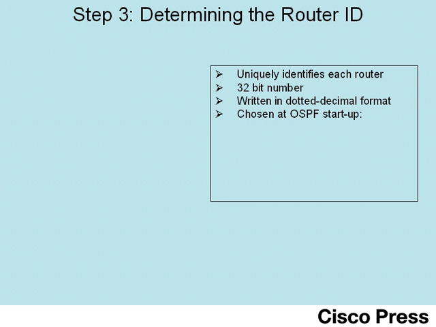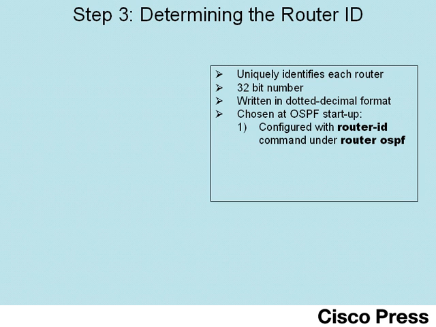Now there's a couple of ways it can choose its router ID. First of all, if the engineer has configured the OSPF router-id command as a subcommand underneath router ospf, then that router has an explicitly configured router ID. However, if there's no router ID configured, the router needs a way to pick a default, if you will. So to do so, it uses the highest IP address of any loopback interface that's in an up and up state when OSPF comes up.